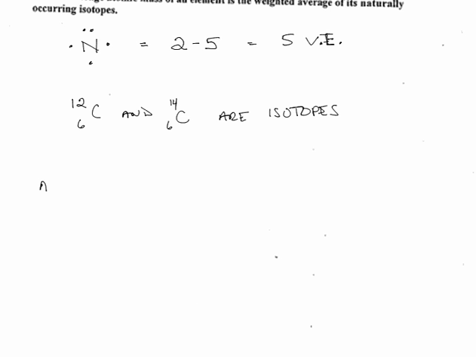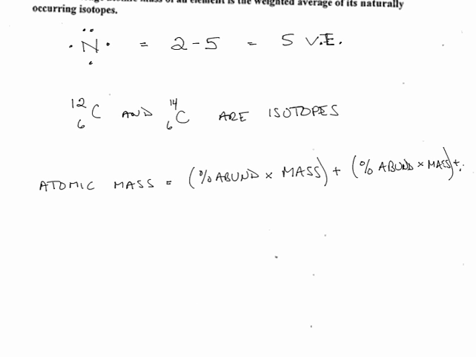And to calculate atomic mass, we take the percent abundance of one isotope times its mass, plus the percent abundance of another isotope times its mass, plus, and we do this for as many isotopes as there are. Although officially we change the percent sign to a decimal when we do the problem.